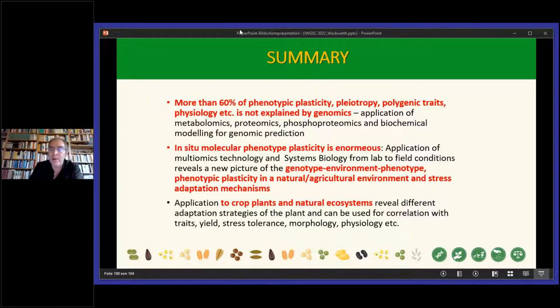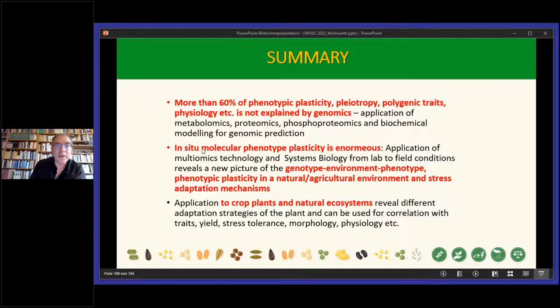So what we are investigating now is that more than 60% of this plasticity I showed you, pleiotropic effects, polygenic traits, physiology, is not explained by genomics. And here we are adding all the PANOMICS platform data into these tools for genomic prediction. And we hope that we can predict much more phenotypic variance.